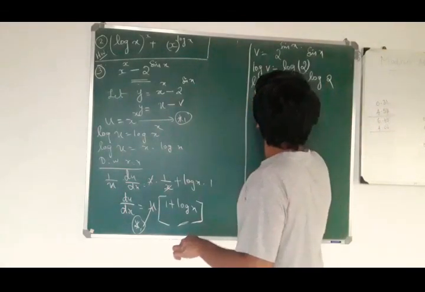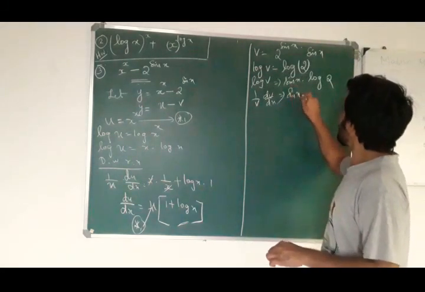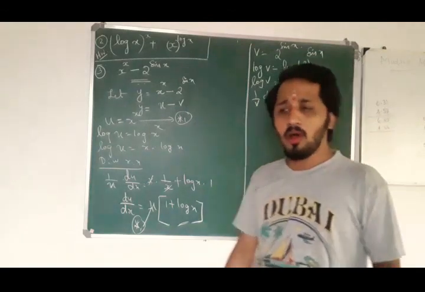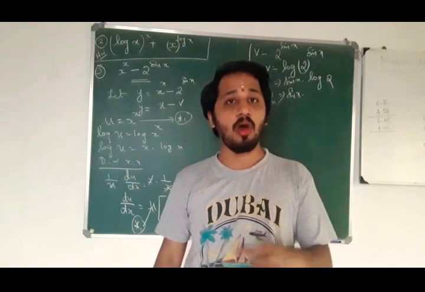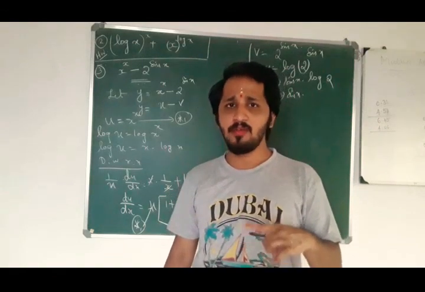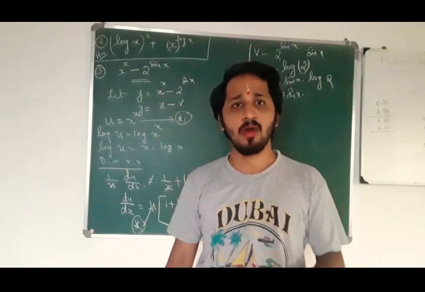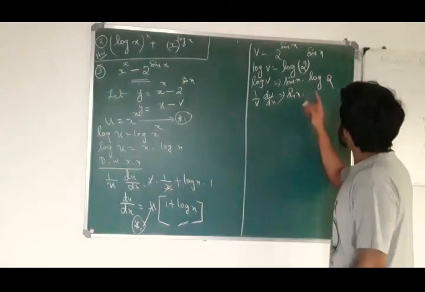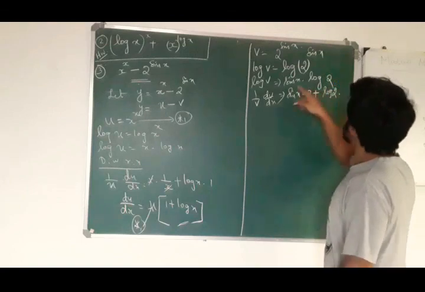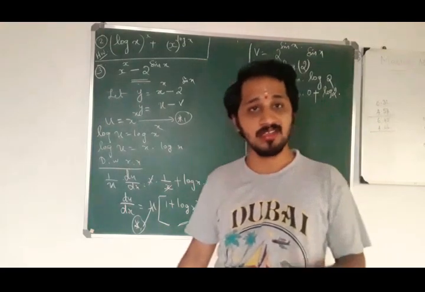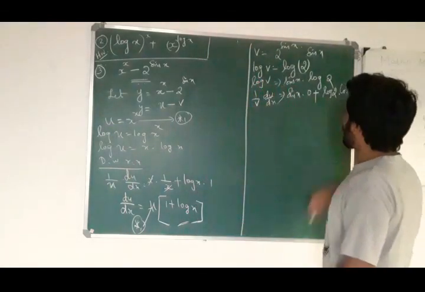So 1 by v dv by dx is equal to first function into derivative of the second function. Log x, derivative is nothing but 1 by x. Log y, 1 by y. Log p, 1 by p. Here we have log 2, that is nothing but a constant. So derivative of a constant is 0. So I can write sin x into 0, plus second function into derivative of the first function. The first function here is sin x, and the derivative of sin x is cos x. So log 2 into cos x.